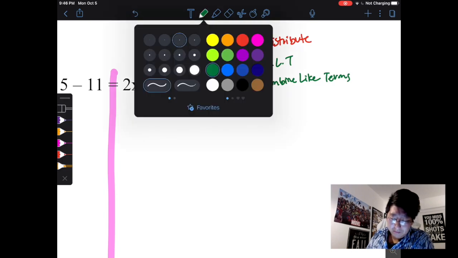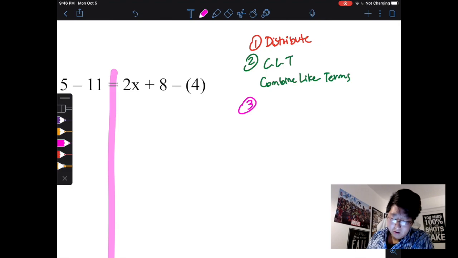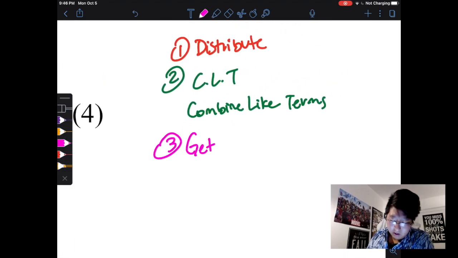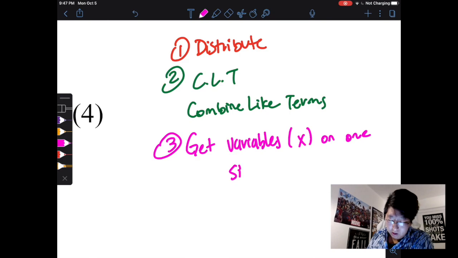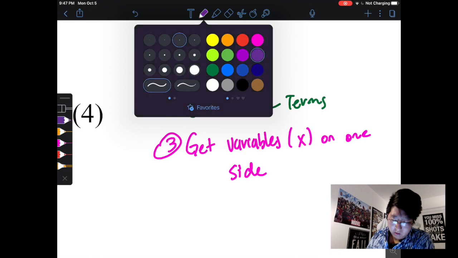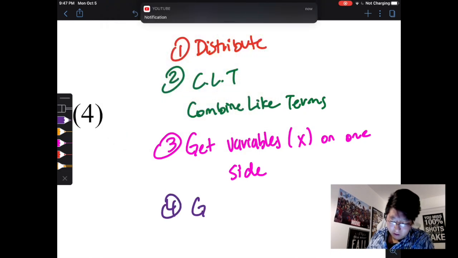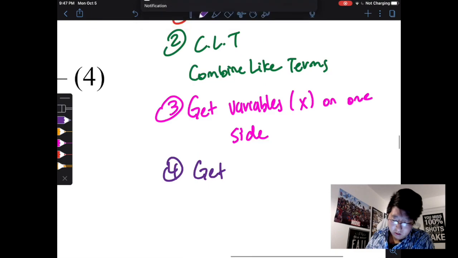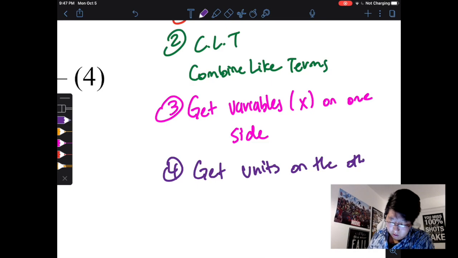The third step, get an x on one side, or get variables, usually x, on one side. Fourth step, get units on the other side. The last step is to divide.